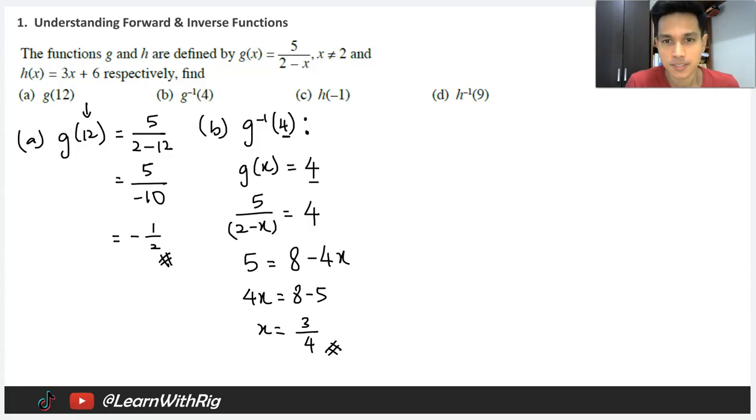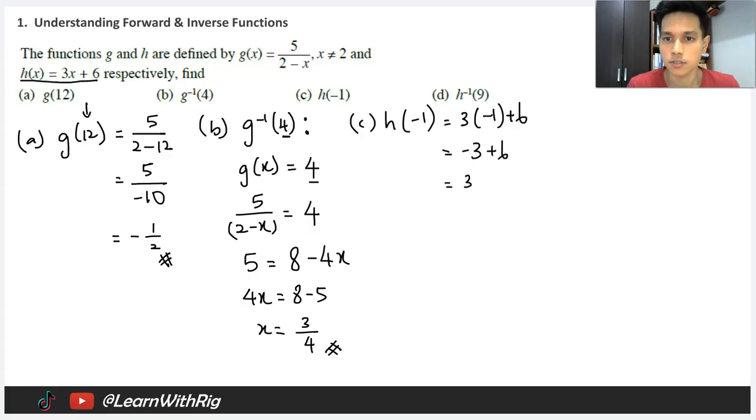So for now, C. h of minus 1. So this is the object, correct? Minus 1 is the object. So now you have the h(x) function. So what you have to do, just substitute negative 1 into the x value. So you get negative 3 plus 6. So the answer is 3. Okay, so now D.